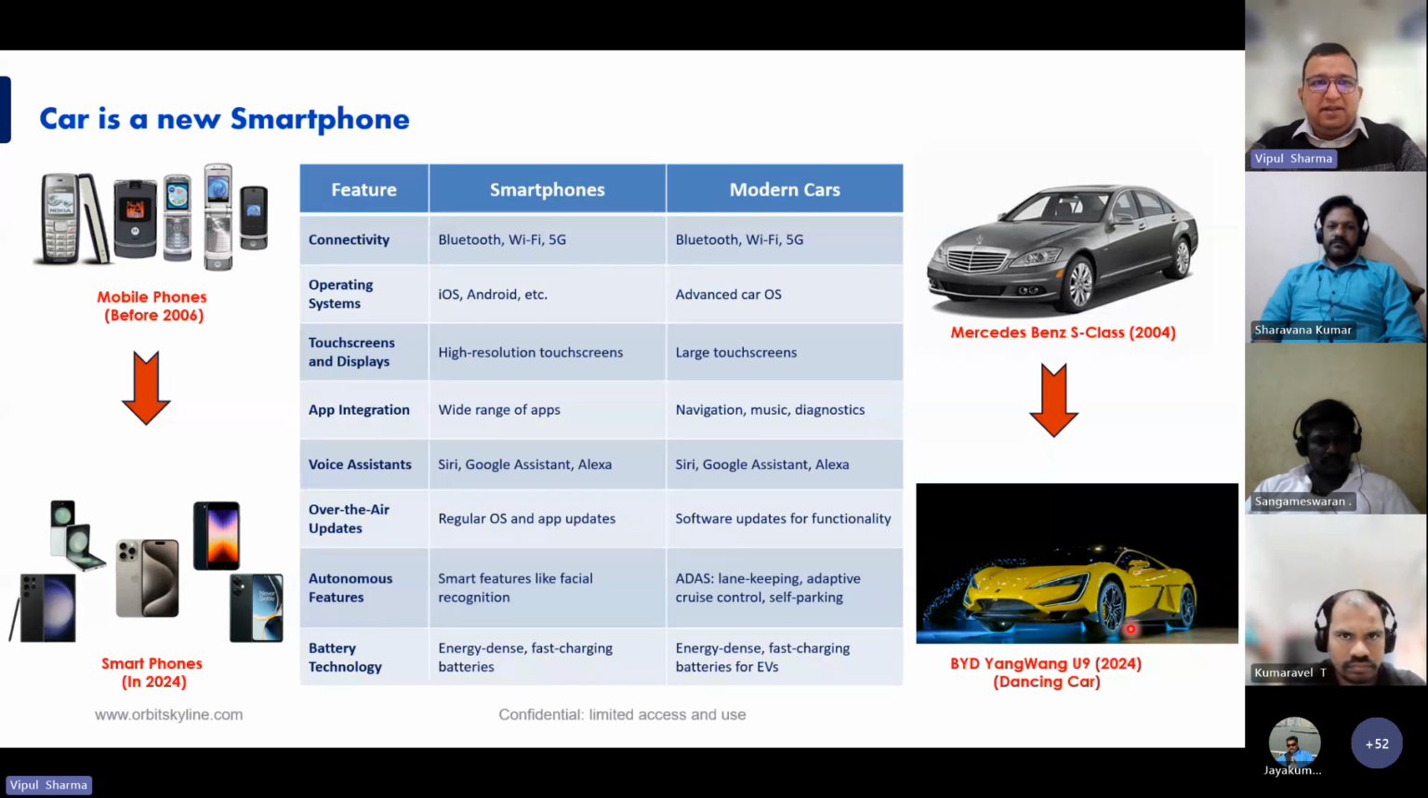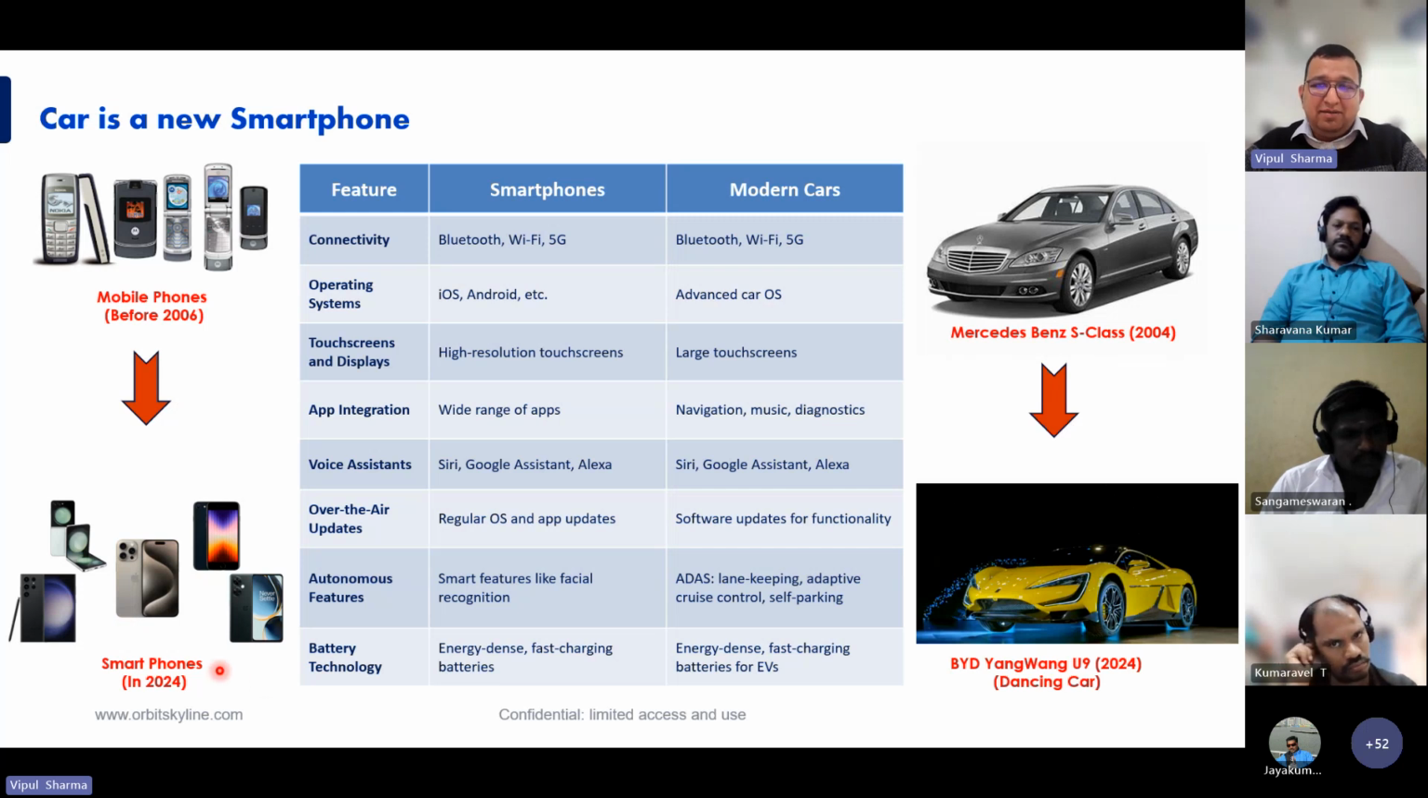Okay, so I think this is my last slide, and I would like to leave with this concept. So we saw these were the kind of mobile phones before 2006, typical feature phones. They used to be there. And over 20 years, these phones have transformed into something like this. So these are the modern phones which are being used now.